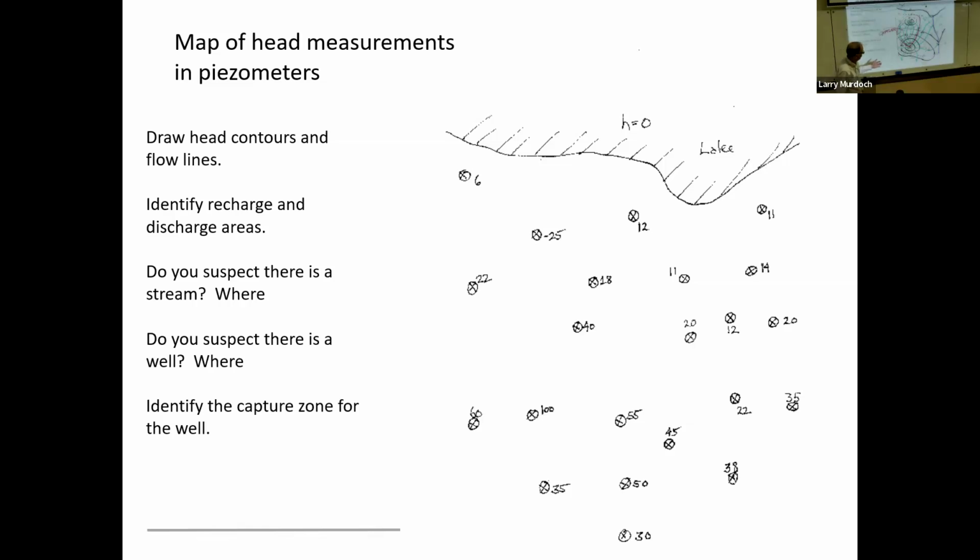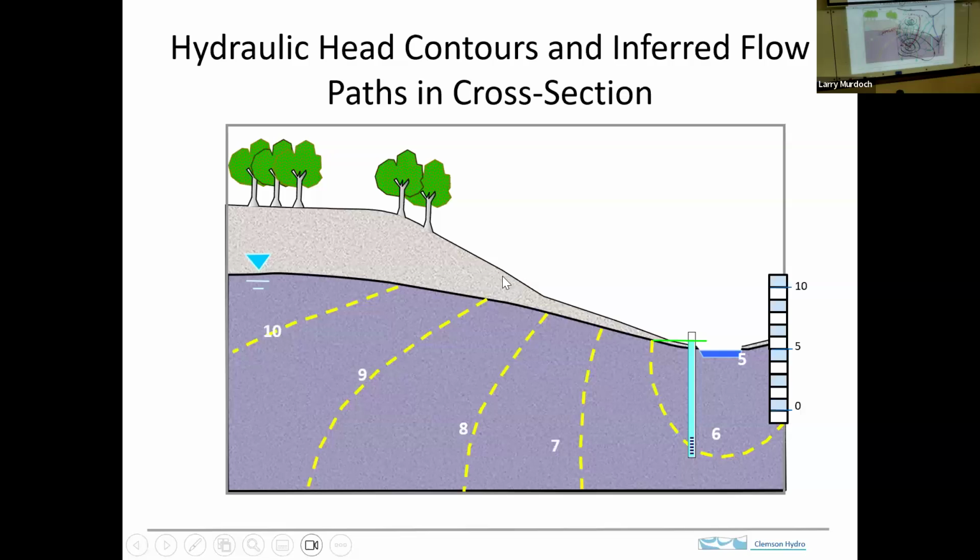So it's pretty cool, these are wells. With some wells across this area, we can infer what the hydraulic head contours are like. And then we can also infer what the flow is like. We can infer where the recharge is, where the well is, where the stream is, what the flow paths are, what the capture zone for the well is. We can get a lot from just a few measurements of hydraulic head. Okay, so that's pretty good. That's a map.